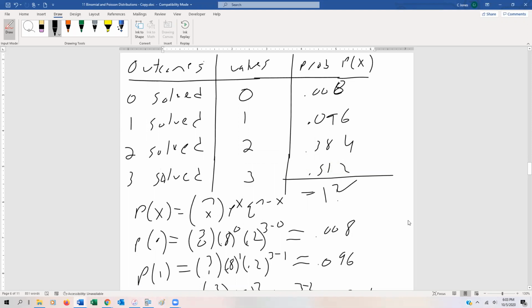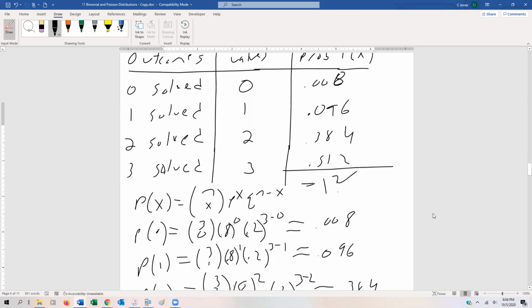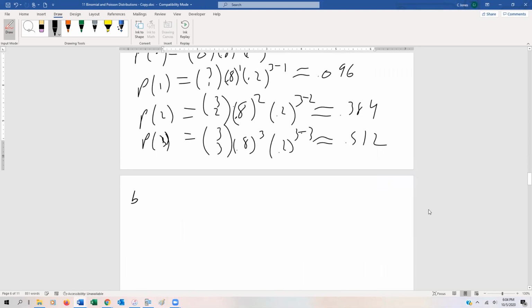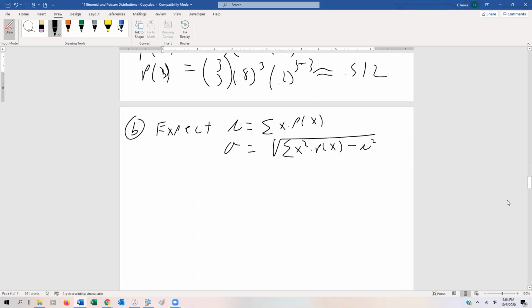Now that's the hard part of this problem. Now we have to go through and use our old formula. So let's use the old formula to compute the expected value and the standard deviation. Okay. So for letter B, now remember, expected value using the old formulas. Mu is equal to the sum of x times p of x, and then sigma is equal to the square root of the sum of x squared p of x minus mu squared. All right, so that's the old way. So let's do that the old way.